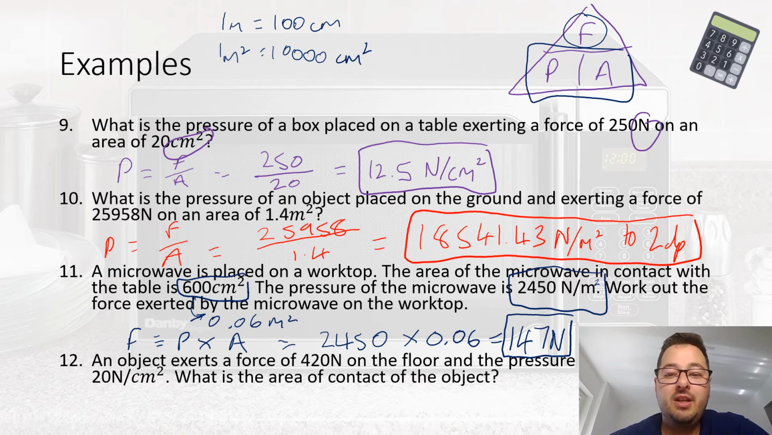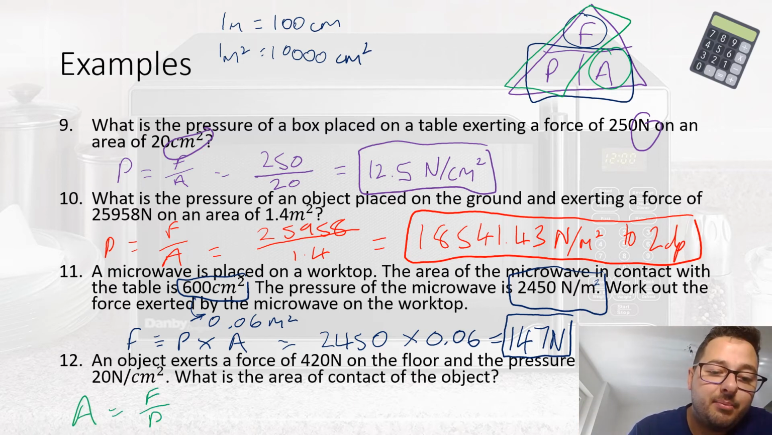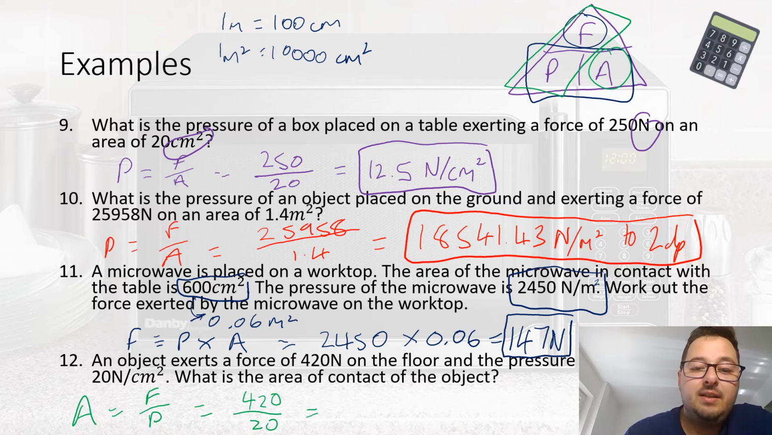Alright. And then finally then, number 12, an object exerts a force of 420 newtons on the floor and the pressure is 20 newtons per centimetre squared. What is the area of contact of the object? So we want area this time. So area is force divided by pressure. The force is 420. The pressure is 20. So that is just going to be 21. And it is centimetres squared.